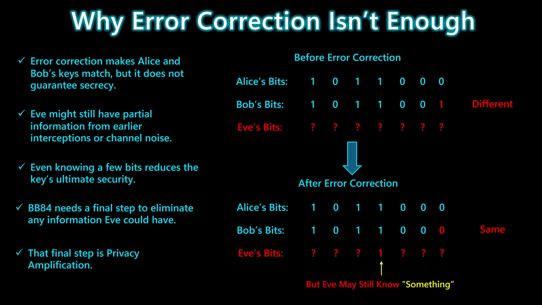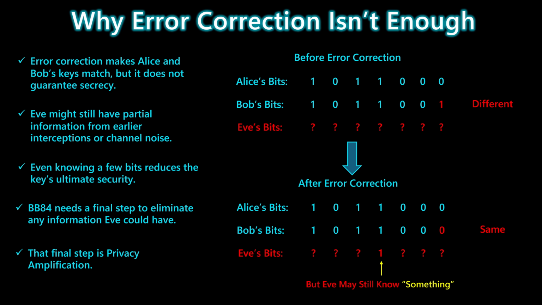Maybe she intercepted a few photons, or maybe channel noise gave her partial hints. Either way, even a tiny amount of information in the wrong hands weakens the final key. That's what we're showing here. Before error correction, Alice and Bob clearly disagreed. After error correction, their keys line up, but Eve may still know something. Not the whole key, not even most of it, but even knowing one bit is too much in cryptography.